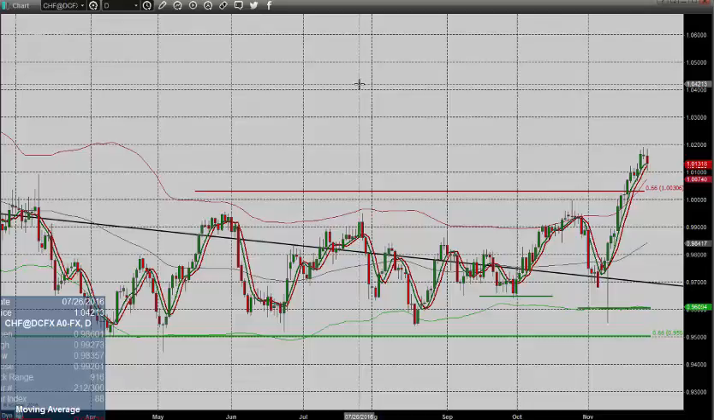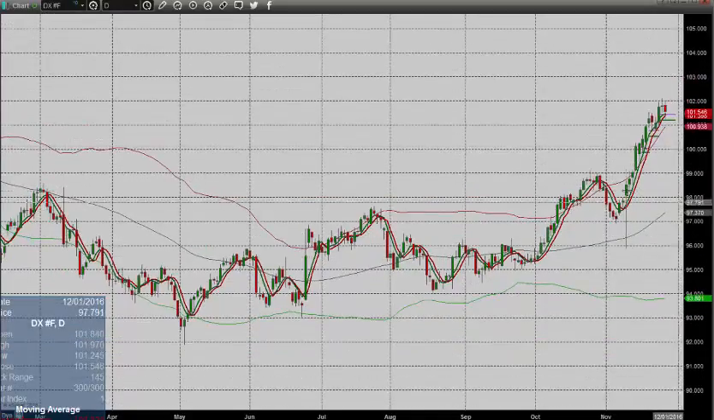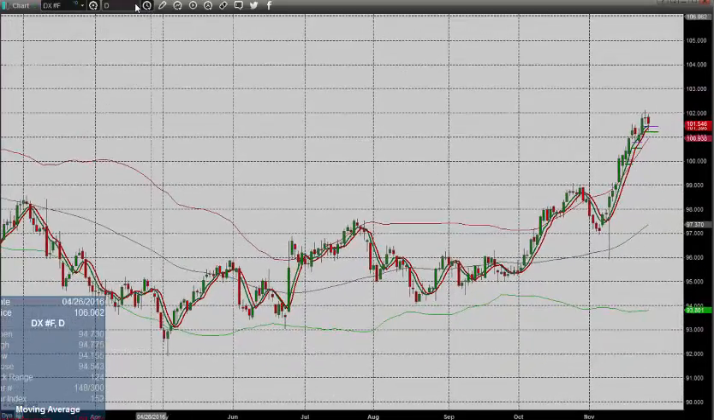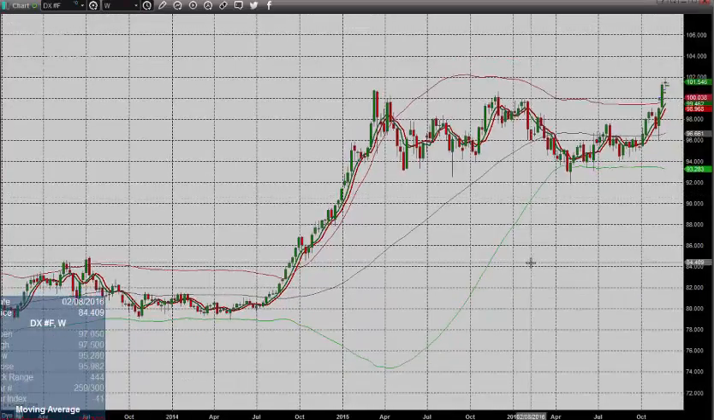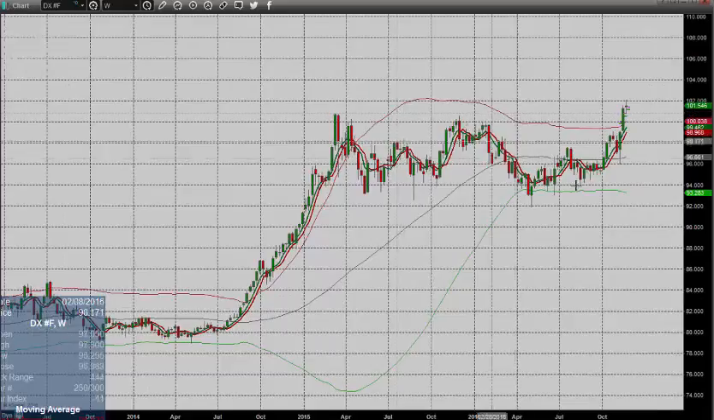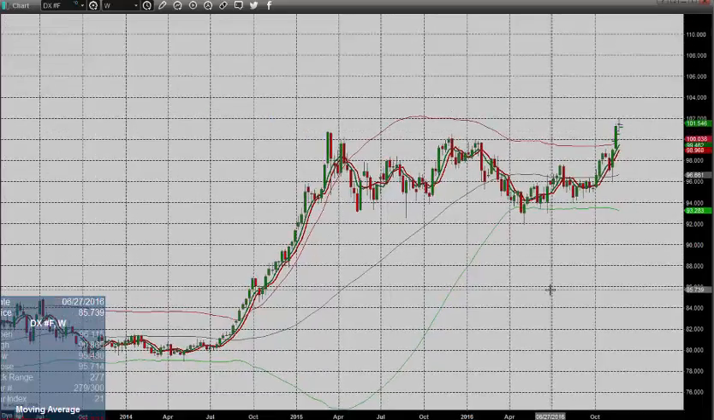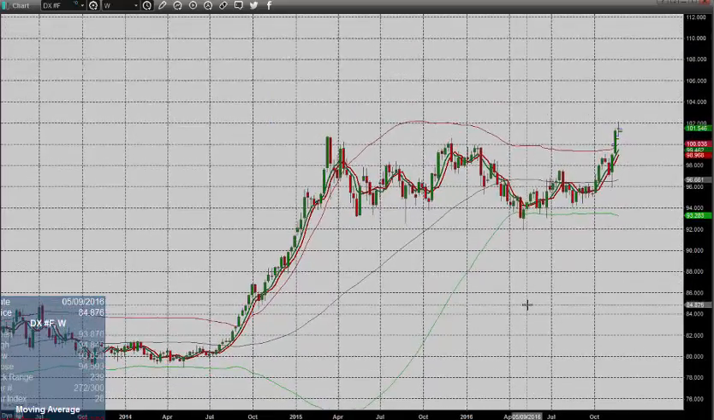Next market, dollar index. Dollar index daily chart. There you can see the big breakout too. Pop out to a weekly chart, and you can see that this guy made a higher high there. Definitely a market where you'd be interested in buying dips. We think there's some more room to go on the upside.